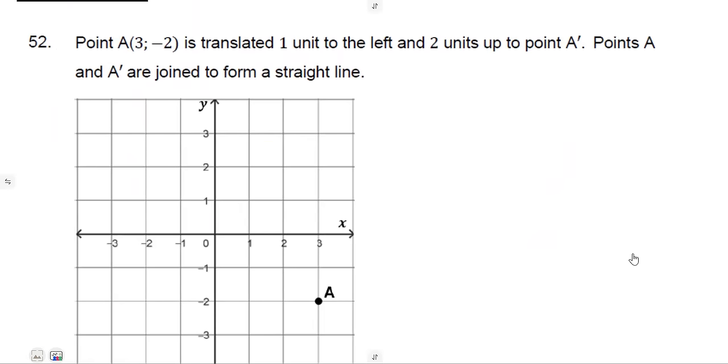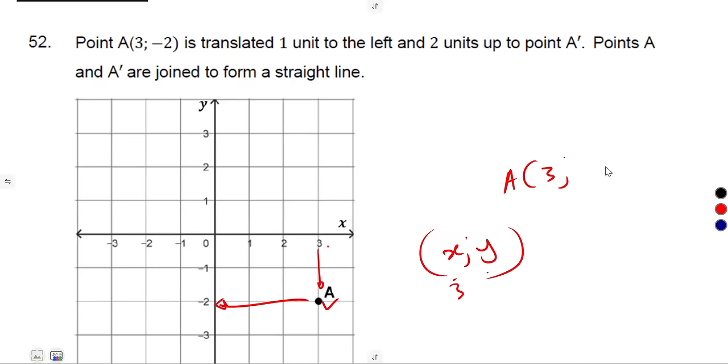52, okay, they gave us the point A here. Point A, this one, which is 3, x is 3. Remember the ordered pair, x versus y. So the x value corresponding to A and the y value. So it's 3 and negative 2. That's our point A, just analyzing it.